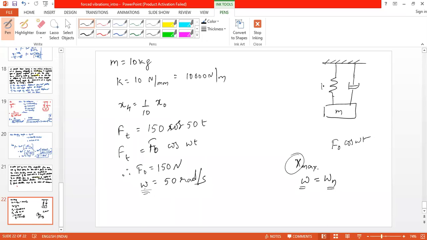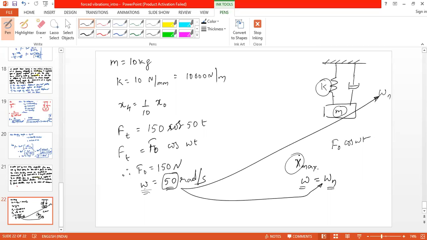See, this system has some mass m and some stiffness k. So definitely it will have a natural frequency omega n. If the operating frequency, that is 50 radians per second, is increased or decreased so that it is the same as the natural frequency, then what happens to the value of x max? This is what we need to find out. Is it clear? Have you understood the question?